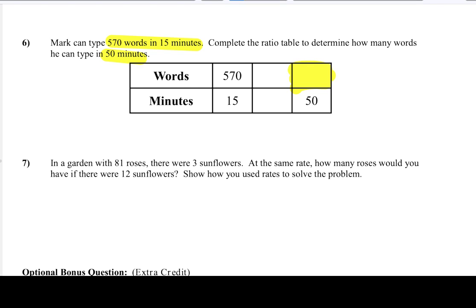Number 7. In a garden with 81 roses, there are 3 sunflowers. At the same rate, how many roses would you have if there were 12 sunflowers? Show how you use rates to solve the problem. So in a garden with 81 roses, there are 3 sunflowers. We want to know how many roses if there were 12 sunflowers. Show how you use rates to solve the problem.